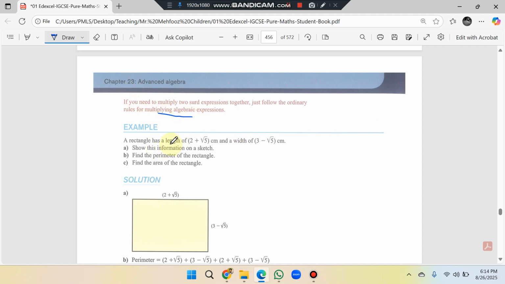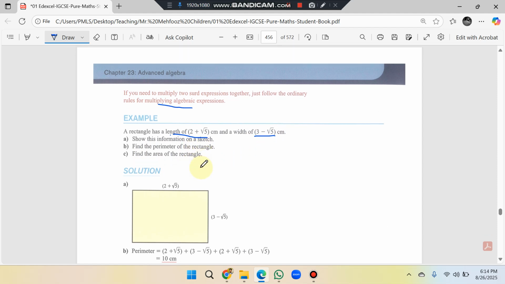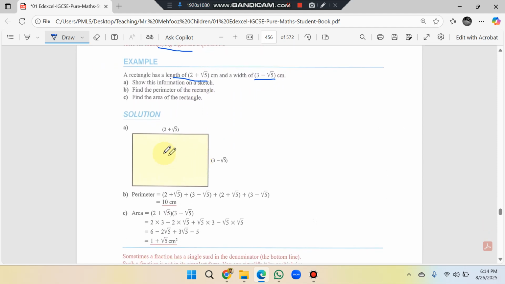A rectangle has the length. Here is the example. In this example you can see that a rectangle has the length, that is 2 plus square root of 5, and its width is 3 minus square root of 5. Show this information on the sketch. So first of all we have to draw the sketch. Its length is 2 plus square root of 5 and its width is 3 minus square root of 5.